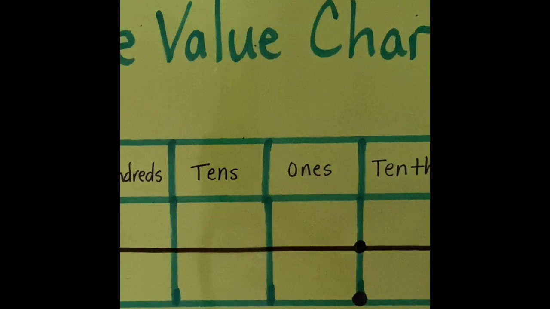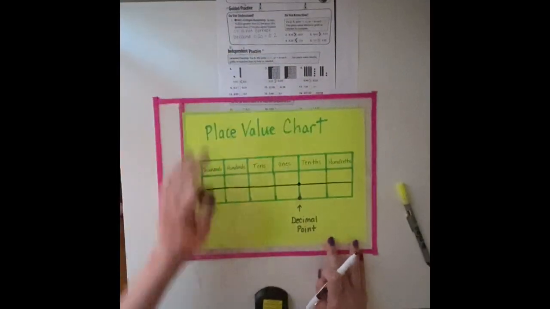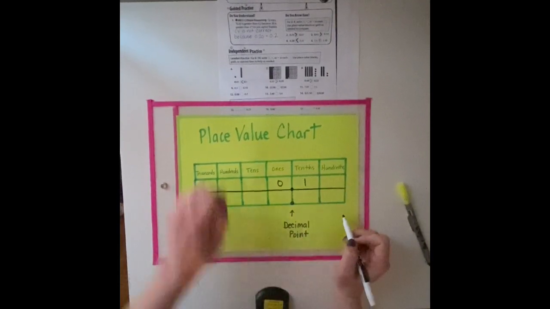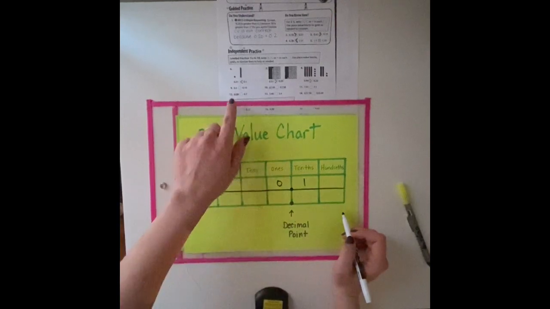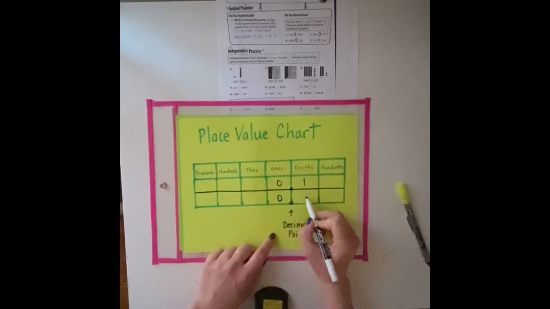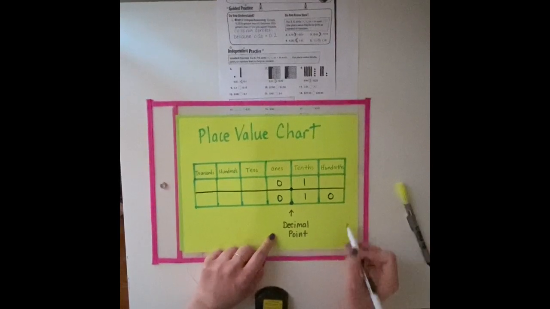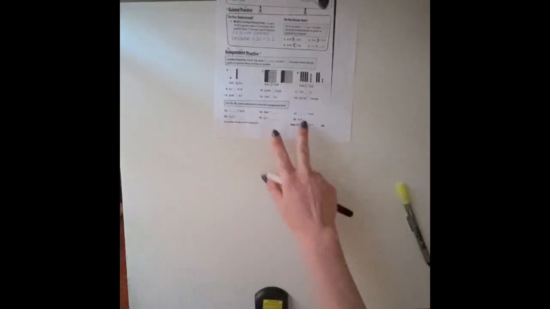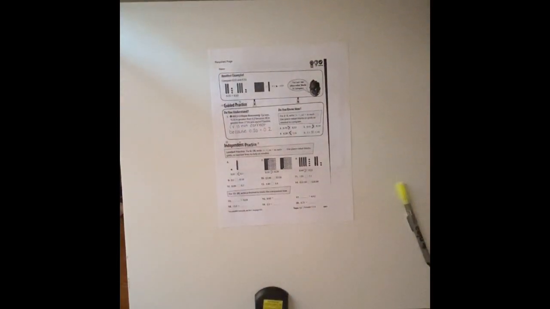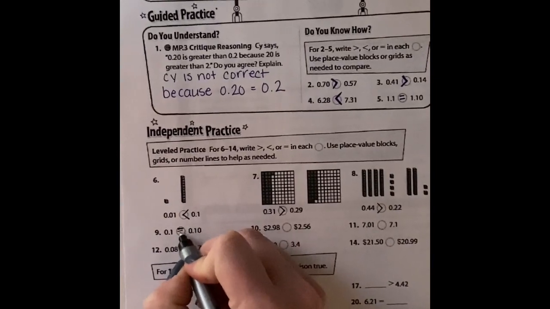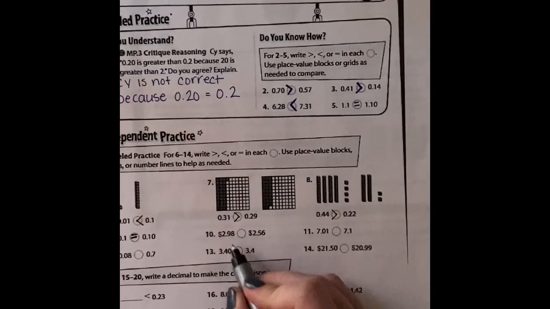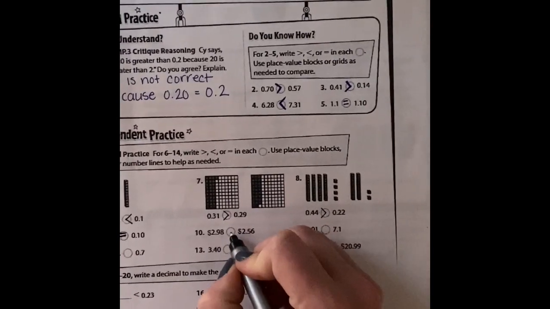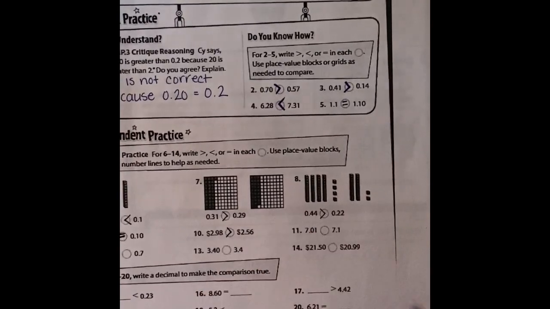So in the place value chart, if I were putting that into the place value chart, it's 0 and 1/10, and then 0 and 10 hundredths. We can put our invisible 0 here and prove that they are equal to each other. So for number 9, you should have an equal sign. For number 10, $2.98 versus $2.56. I would rather have the 98 cents, closer to having a full $3.